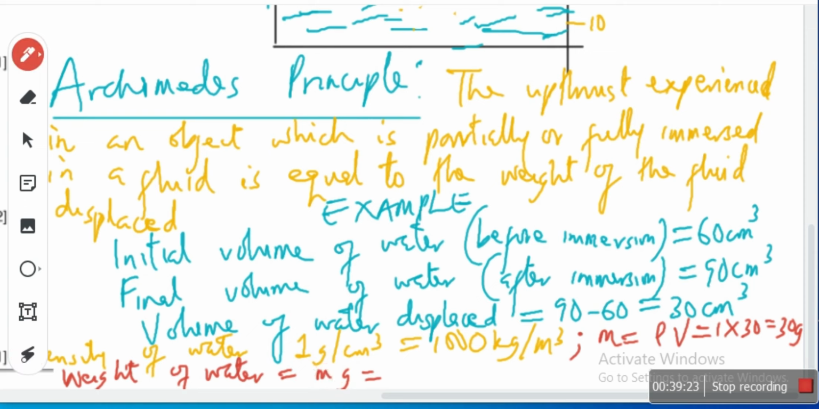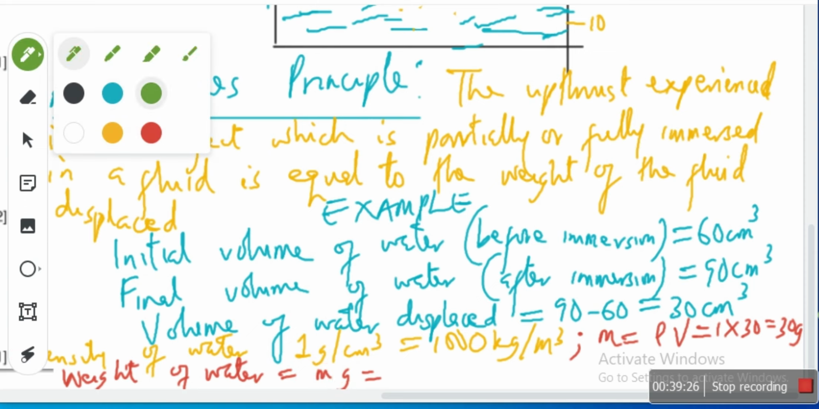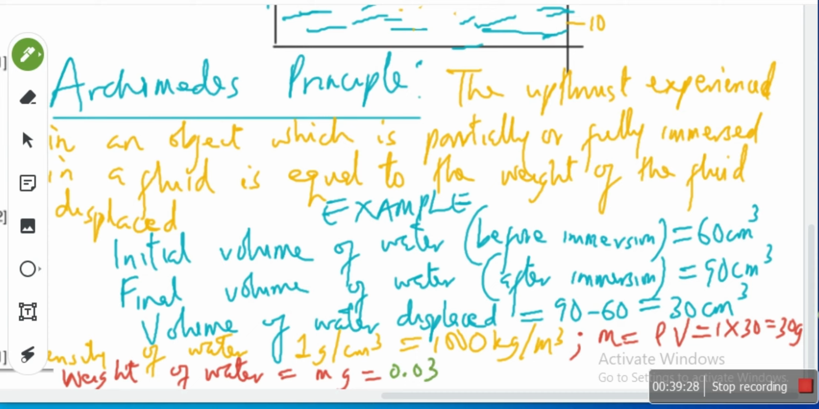So that will be 0.03 in kilograms, is it not? Yes. Then times the g. If you like, let's use 9.81. What does it give us? By the way, 0.03 is 30 divided by 1,000. That gives us 0.03 kilograms times 9.81, which is g. What does that give us?